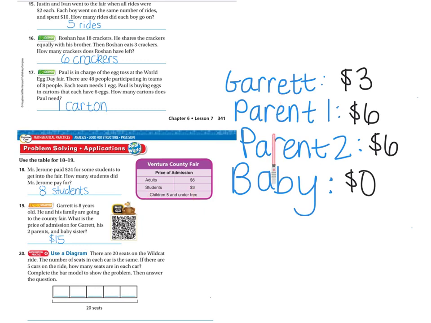His parents are, of course, adults, so it is going to cost them each $6. And then if his sister is a baby, she is definitely under 5. So it is $0 for his baby sister to get in. From here, it is a simple addition problem. 3 plus 6 plus 6 plus 0 equals 15. That is how we got our answer of $15.